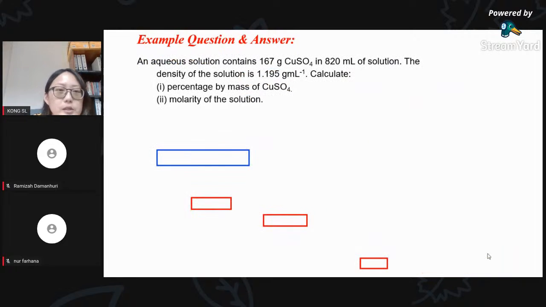Okay, now let's check this question. For this coming question, there are three questions where students will feel confused.